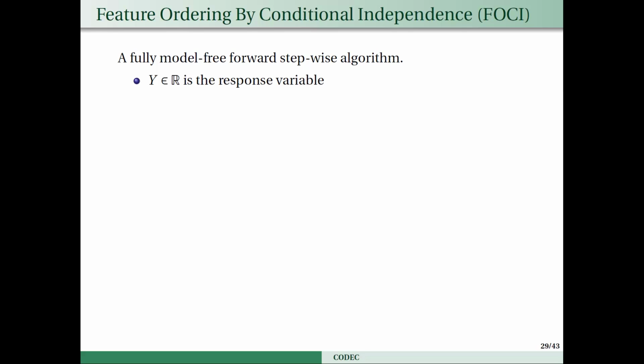We have a random variable y, and it's our response variable. Then I have a vector of features, and the question I want to answer is that without any assumption on the relationship of y and these features, is there a way such that I can select a subset of x1 to xp that explains the y the best? What do I mean by explaining the y the best?